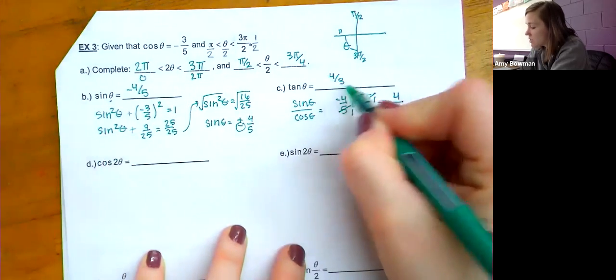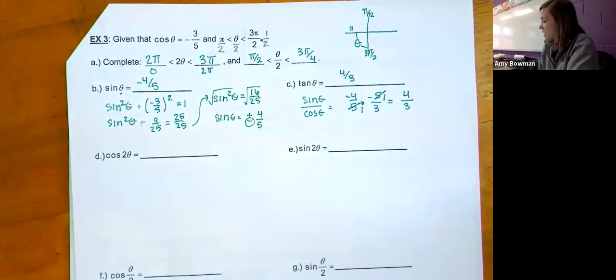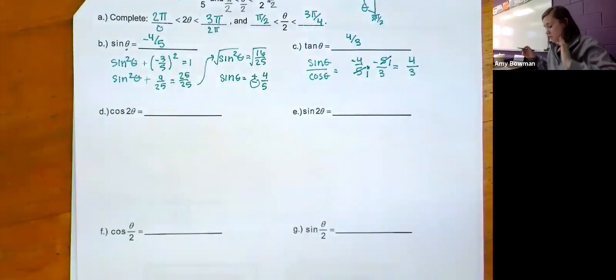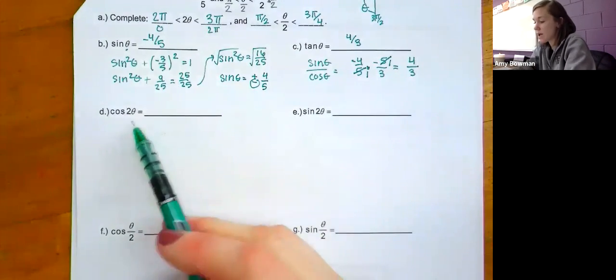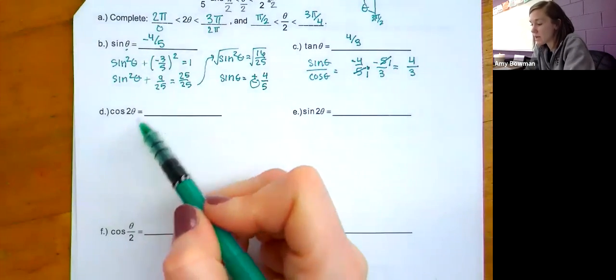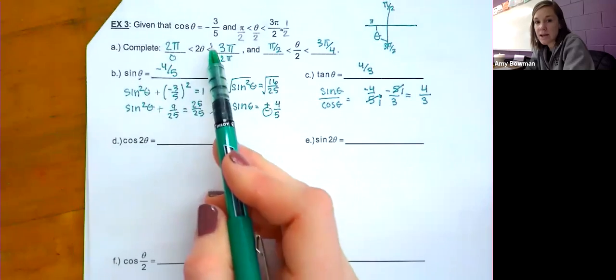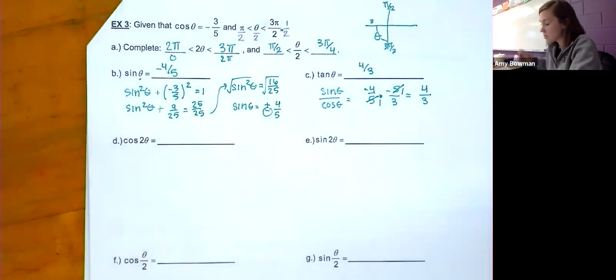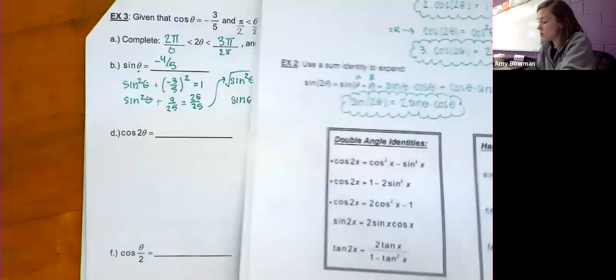All right. Now, to apply a double angle, I'm just going to do D, and then I'm going to finish the rest of this in class with you. So double angle formula. So I have information about theta. I know the cosine of theta. Now I know the sine of theta. I know the tangent of theta, and I know where it is. Cosine of 2 theta. So I'm going to walk you through this.